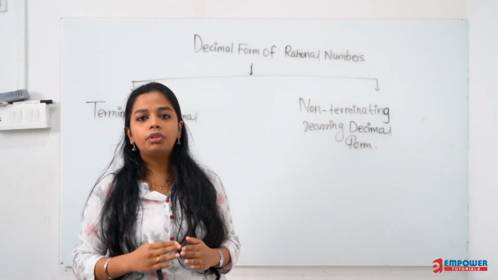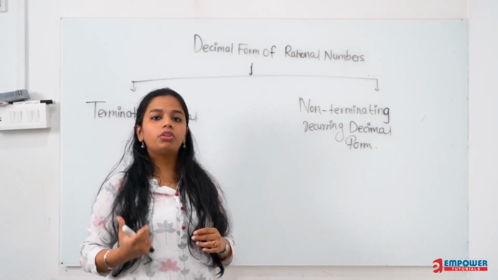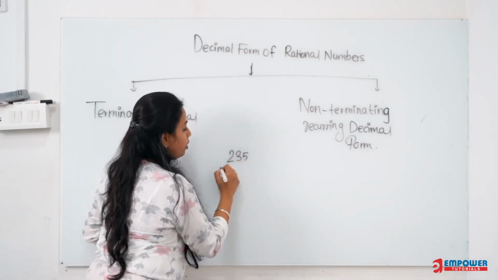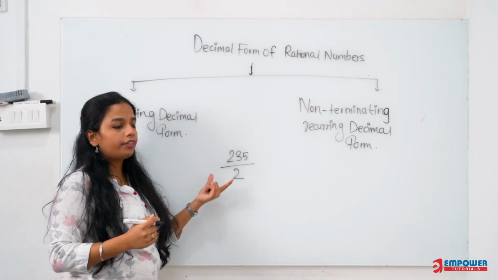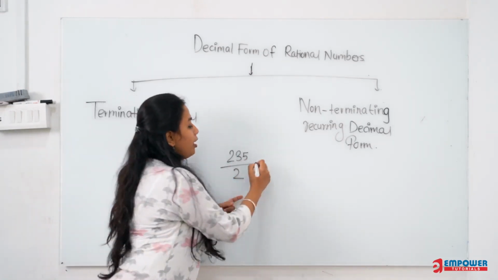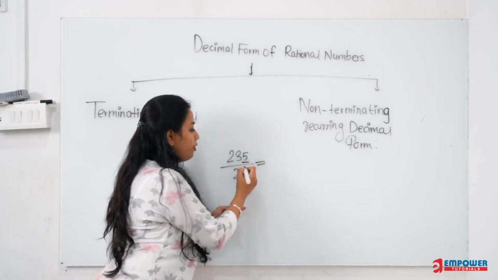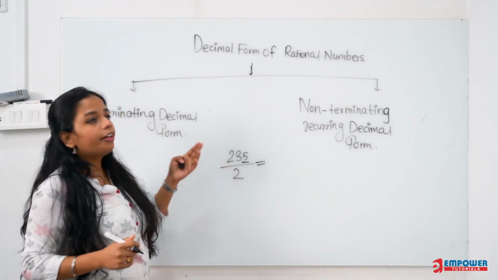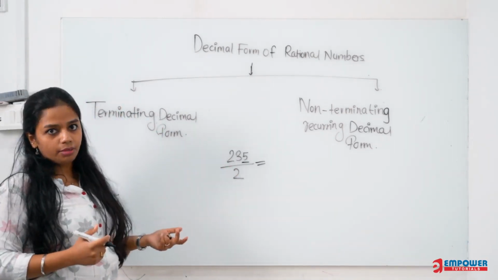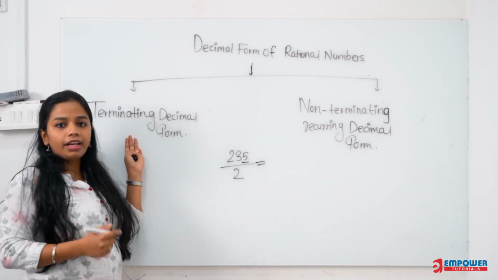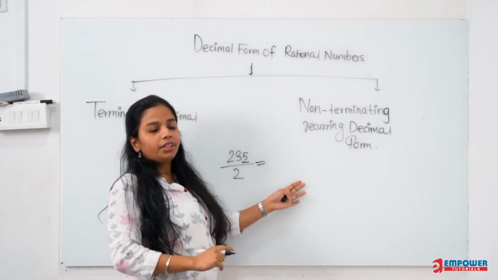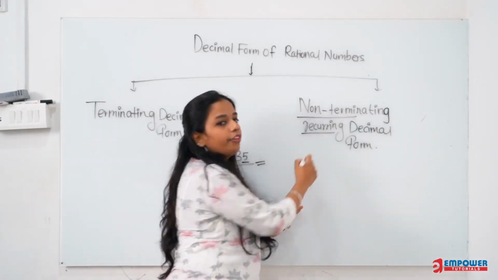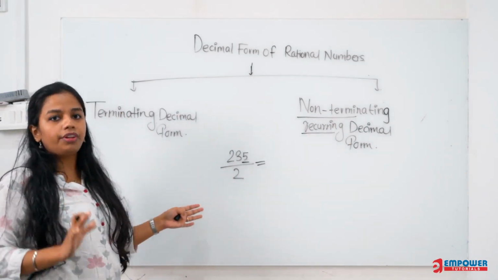Now when do we get the decimal form of a rational number? When some number is not completely divisible by another number. For example, if you have 235 upon 2, if I want to divide 235 by 2, it won't be completely divisible by 2 because you don't have an even number at the unit place. You will tend to get a decimal form. So there are two types of decimal form of a rational number. One is the terminating decimal form and another one is the non-terminating recurring decimal form of a rational number. Remember, it's the non-terminating recurring form.